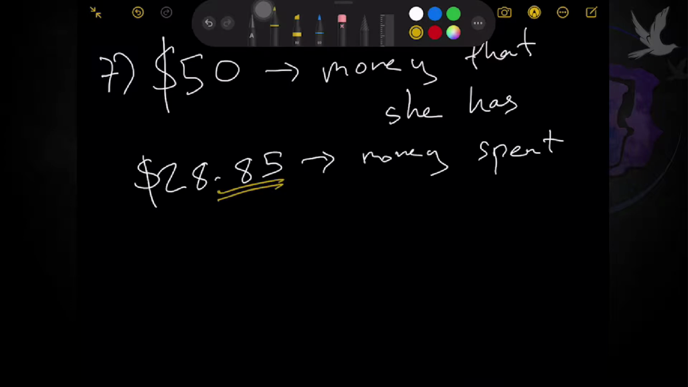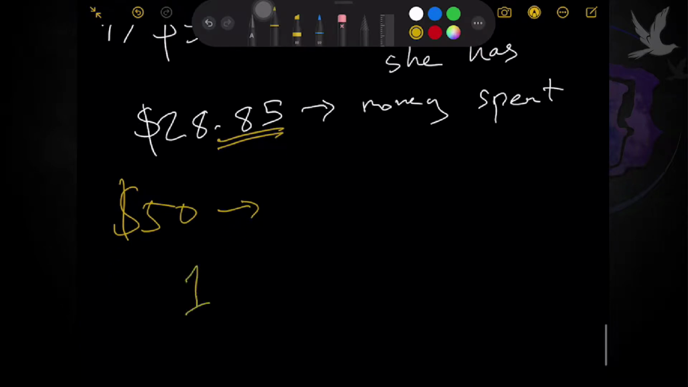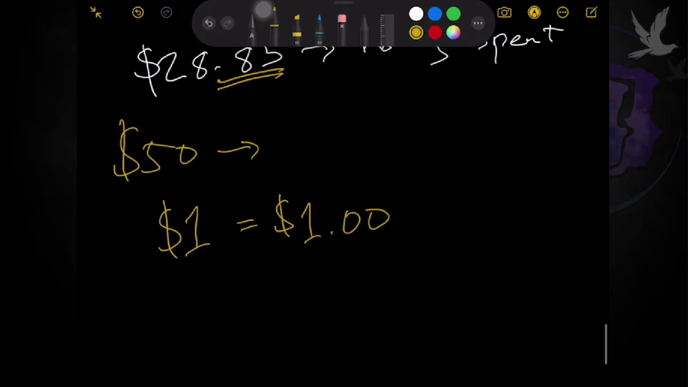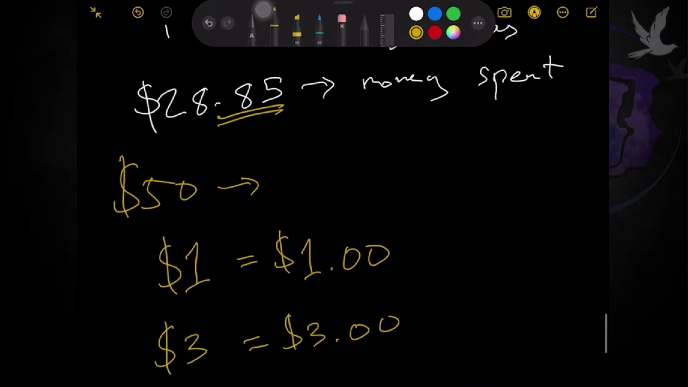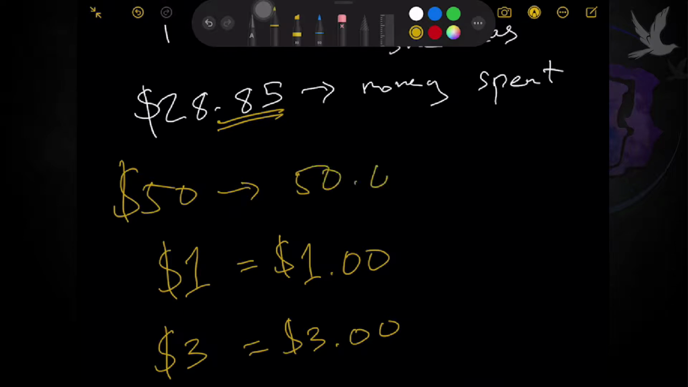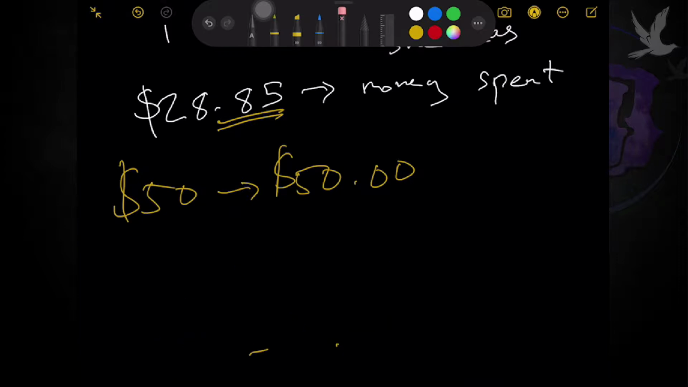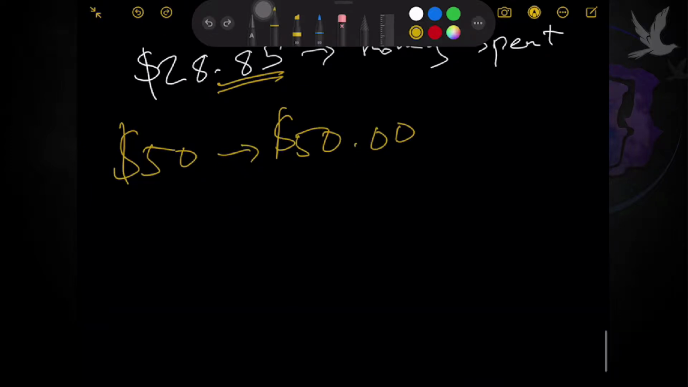Since you have a decimal, which means you should also change this $50 to a decimal. Right? You remember in the past few pages of your activity last week, there are 2 ways to write money. $1 can also be written as $1.00. $3 can be written as $3.00. So in this case, $50 should also be written as $50.00, because in the other number we have a decimal, which is 0.85. So all you need to do now is to subtract them normally.